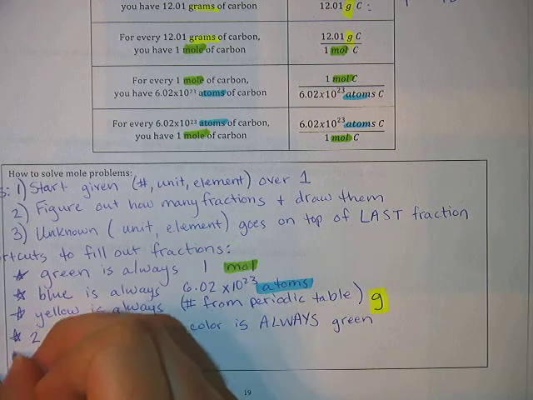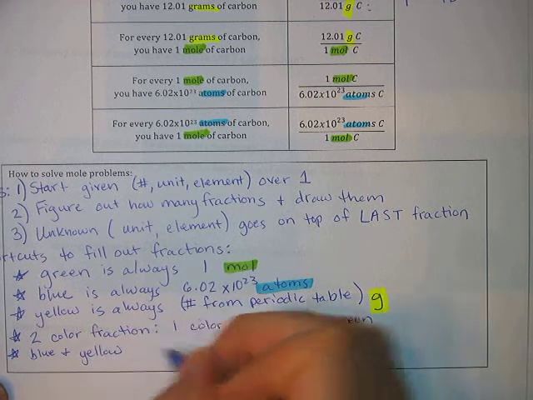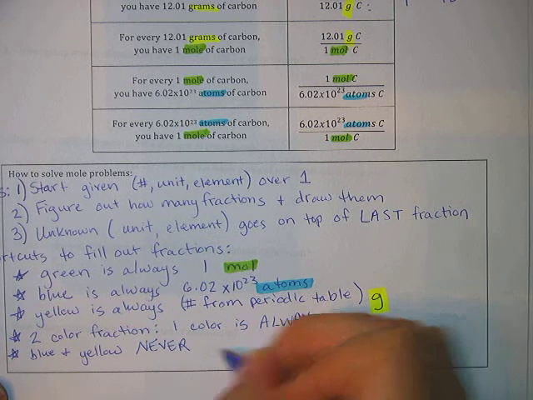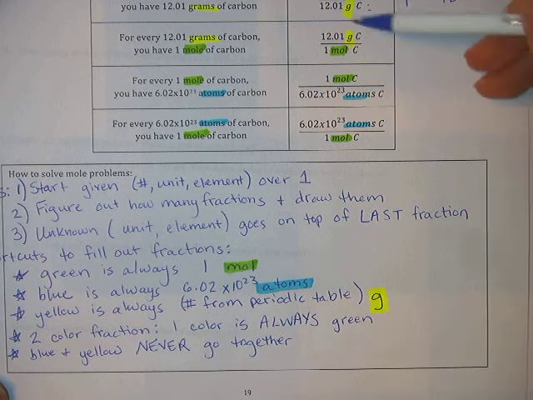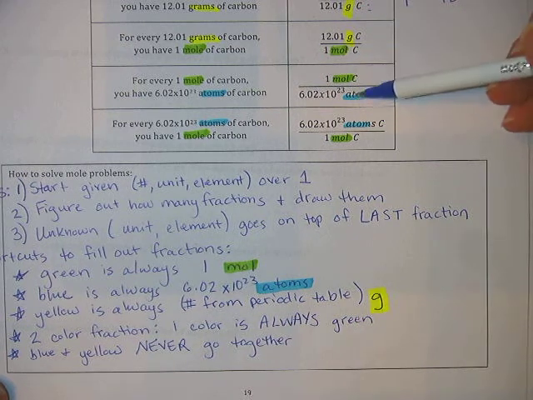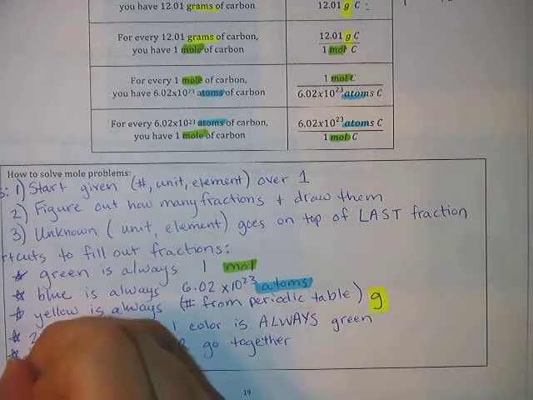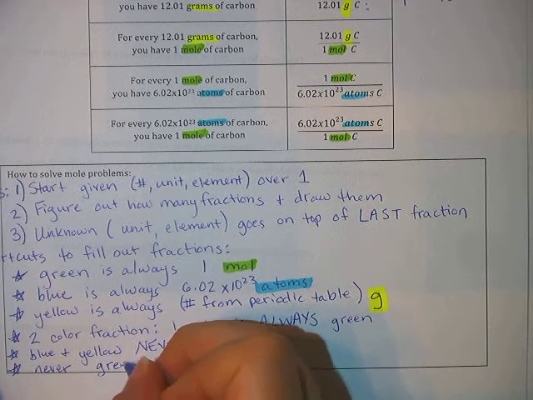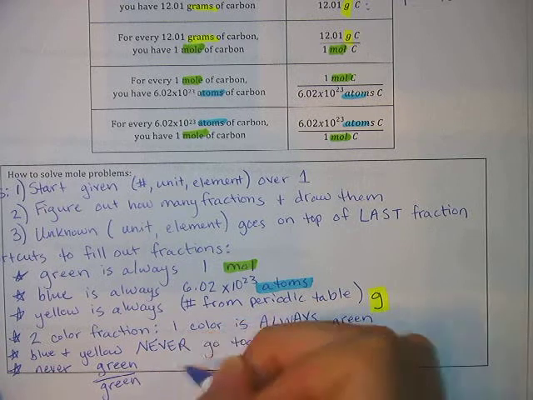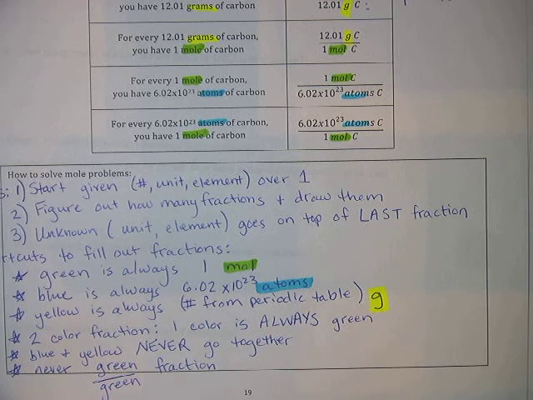Something else you may notice is that blue and yellow never go together. Never. None of these fractions have blue and yellow together. And again, if you're colorblind, you don't have to think of it in terms of the colors. You can be like, okay, atoms and grams never go together. And the last thing is we never have a fraction that is green over green. Or you could say you're never going to have a fraction that's moles over moles. So these are some shortcut rules to keep in mind.